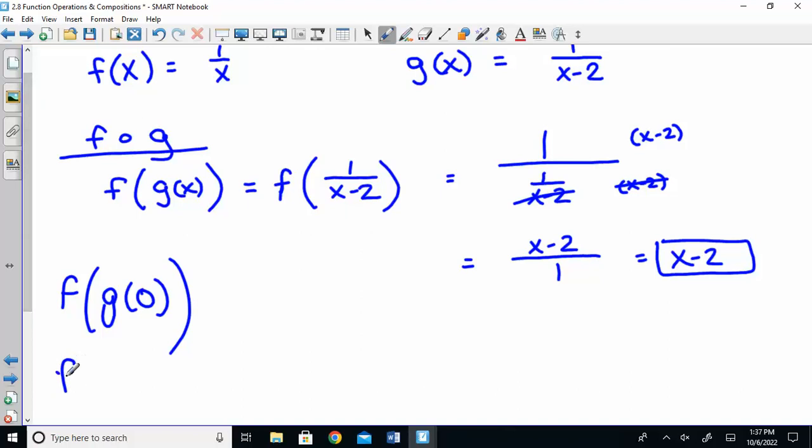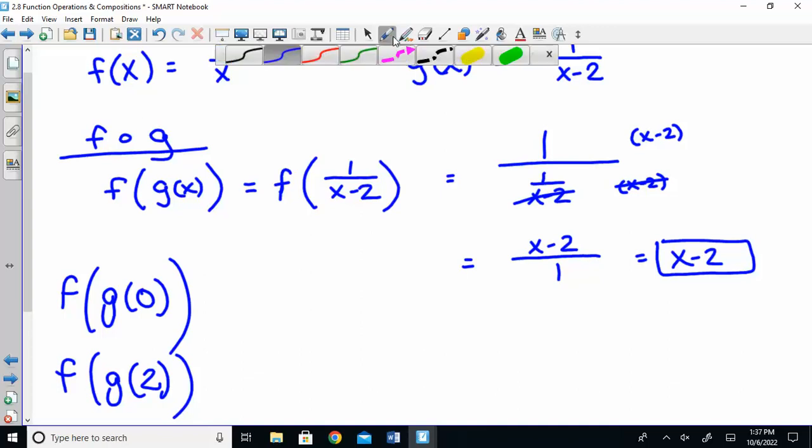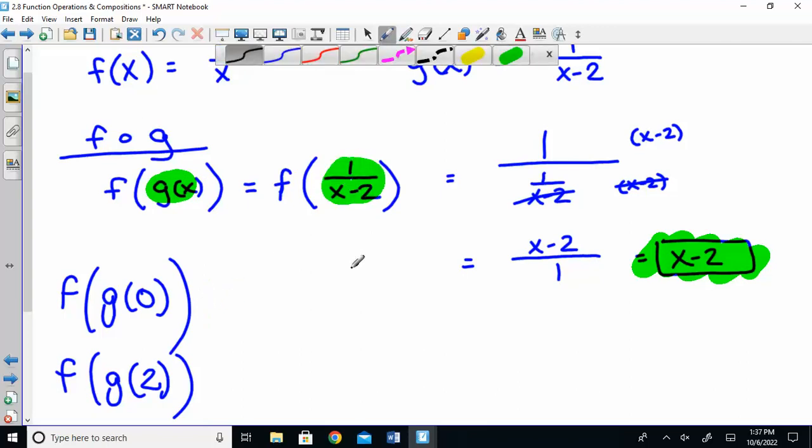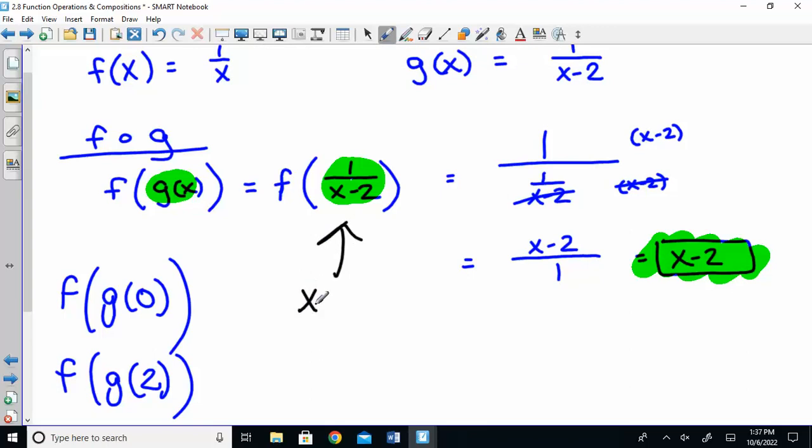What happens if I ask you to do f of g of 2? So if I try to plug a 2 in here, what happens? I get a 0 on the bottom. So when we're looking at the domain, we have to look at the final answer and this inside function. So I knew right here, as soon as I saw this, x couldn't be 2.